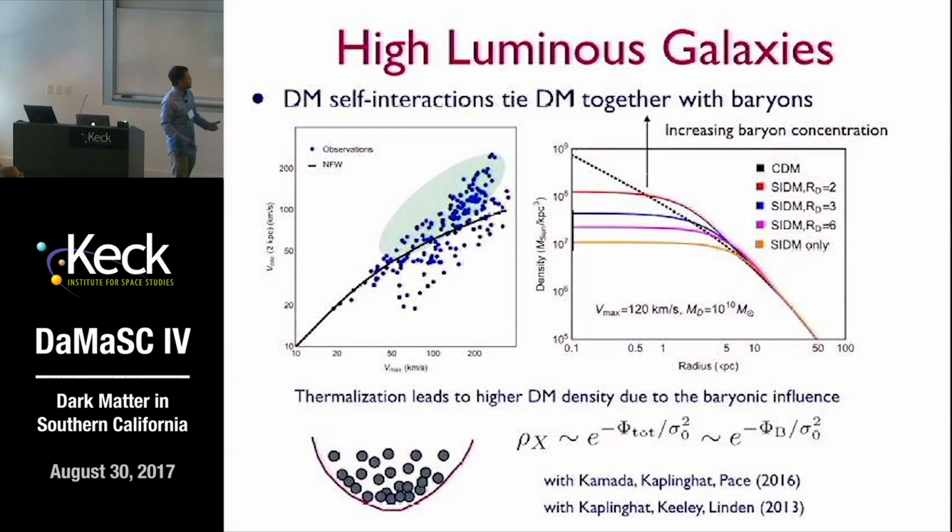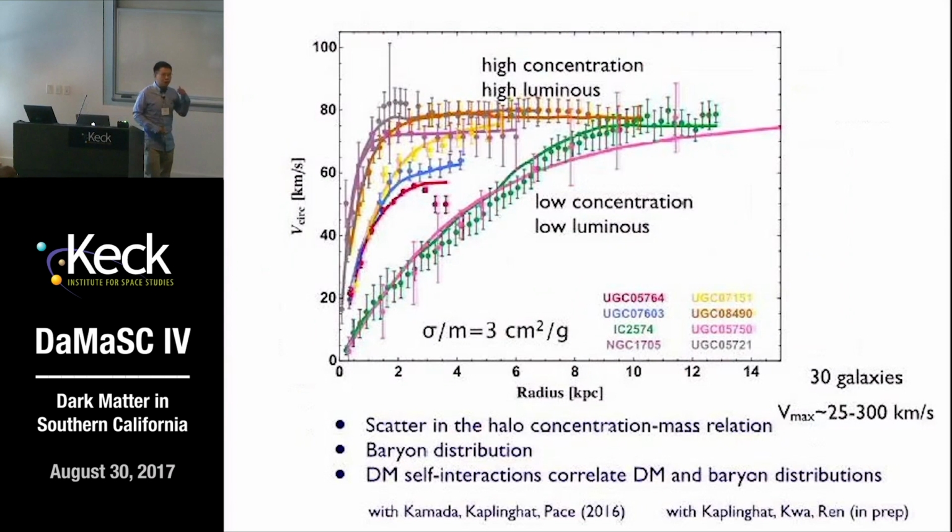So what really happens is that the thermalization due to self-interactions will lead to high dark matter density and a smaller core due to the baryonic influence. Another way to look at this is that if you have a very deep baryon potential, then more and more dark matter particles will fall into the potential, and the density becomes high. With this, we try to test how well SIDM can explain the diversity.